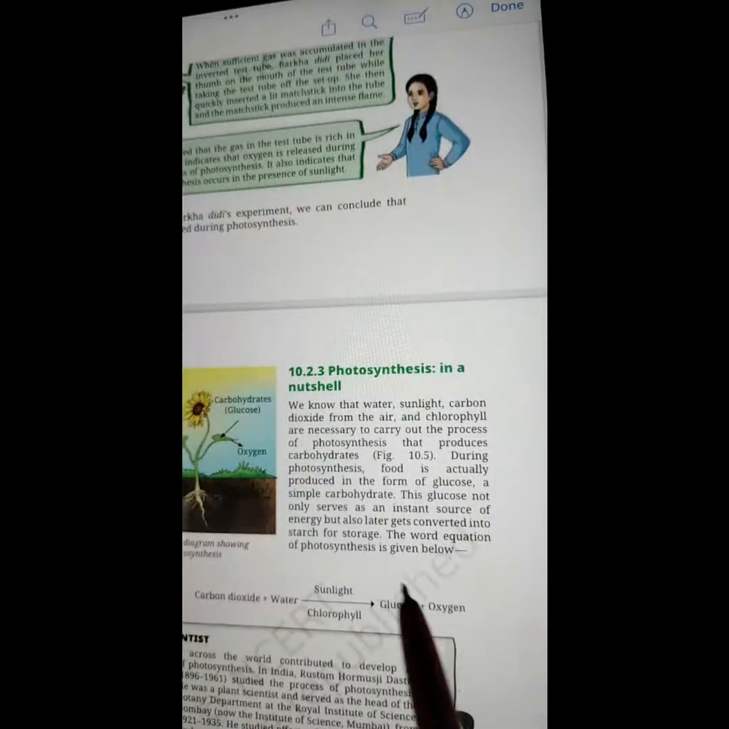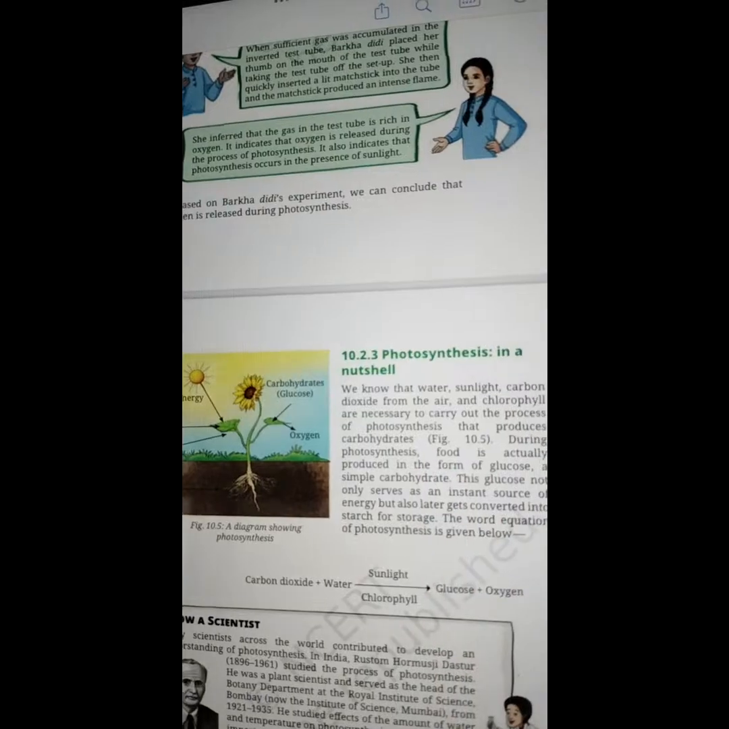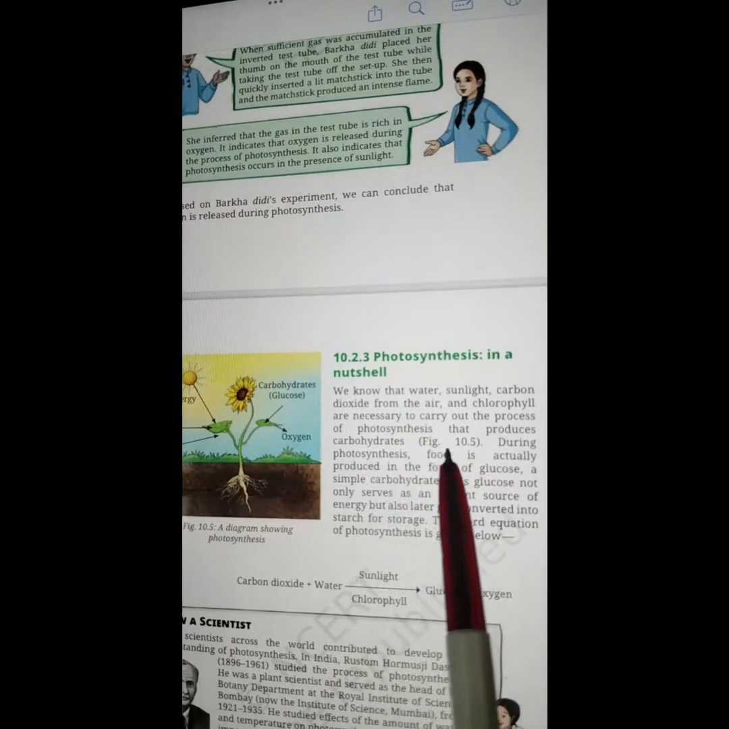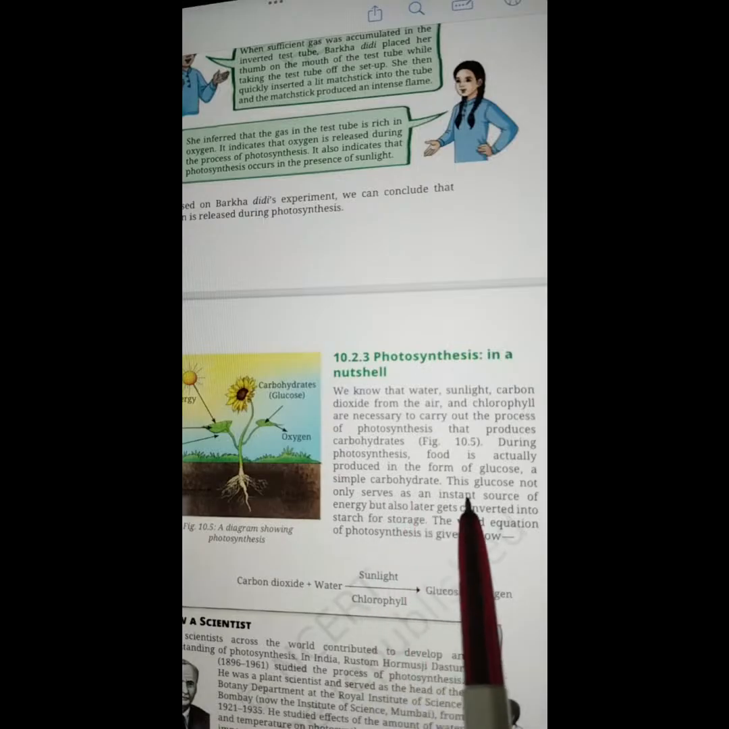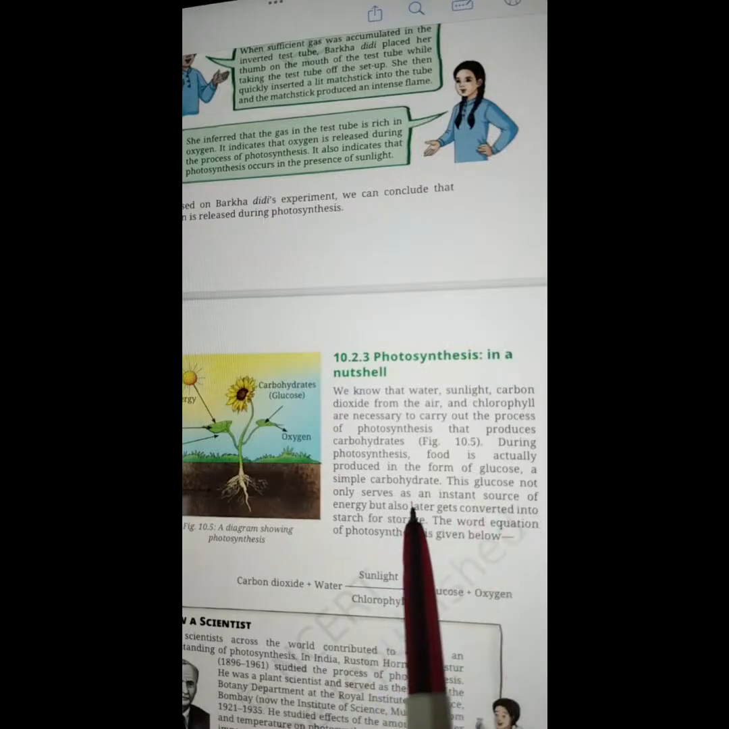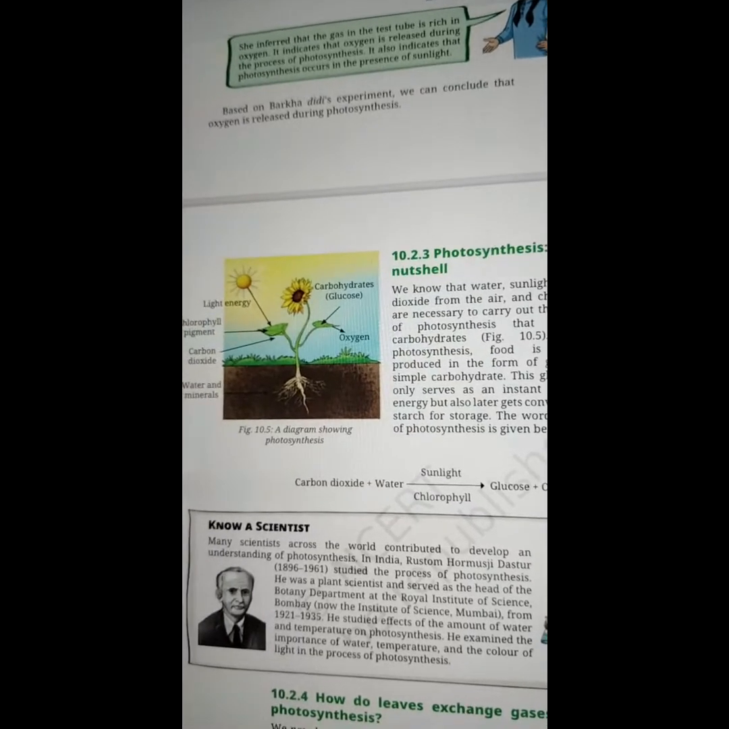Photosynthesis in a nutshell. We know that water, sunlight, carbon dioxide from the air, and chlorophyll are necessary to carry out the process of photosynthesis that produces carbohydrates. During photosynthesis, food is actually produced in the form of glucose, a simple carbohydrate. This glucose not only serves as an instant source of energy but also later gets converted into starch for storage. The word equation of photosynthesis is given below. Carbon dioxide plus water in the presence of sunlight and chlorophyll will give you glucose and oxygen.